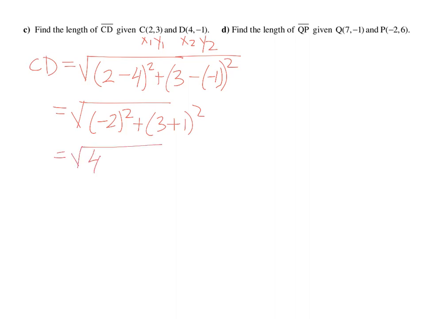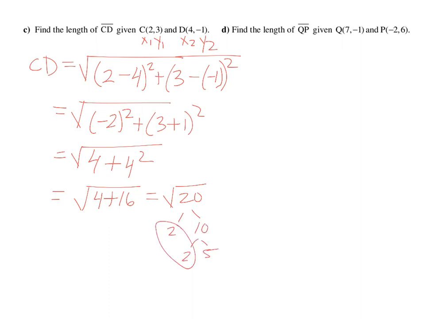So I end up with 4 plus 4 squared, and I end up with 4 plus 16, so the square root of 20. All right, and now going back to what we did in the very beginning of the lesson, let's simplify this. 2 times 10 and 2 times 5. I have a pair of 2's, so CD is equal to 2 square root of 5. Done. All right, last example.